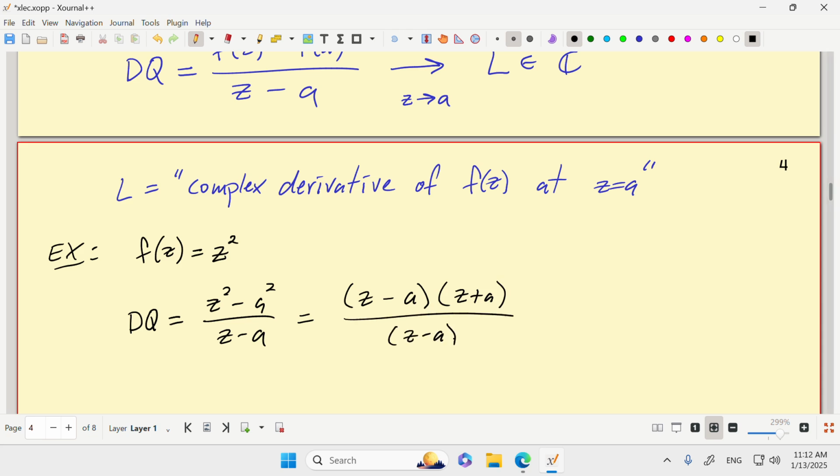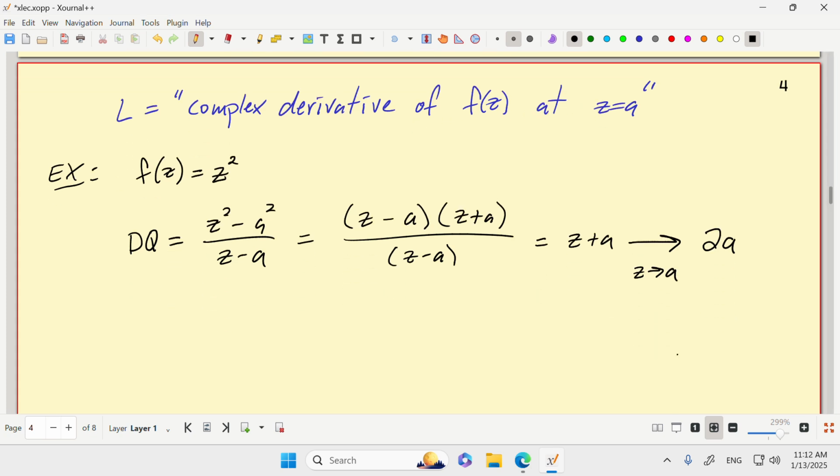And then you see, the z minus a's cancel, and that's z plus a. And if I write z as x plus iy, and let that tend to the point a in the complex plane, we see that that tends to 2 times a, as z tends to a. So just like in freshman calculus, in fact, it feels like there's nothing new here: f prime of z is 2z. Or let me write f prime of a is 2a. Just like freshman calculus.